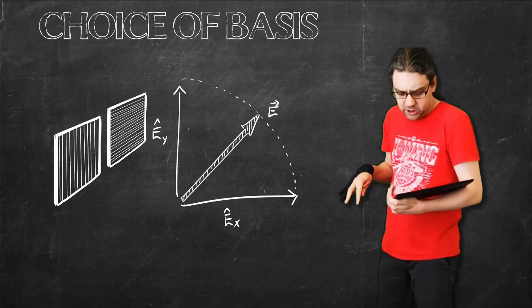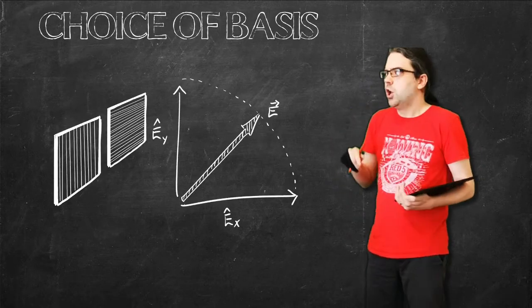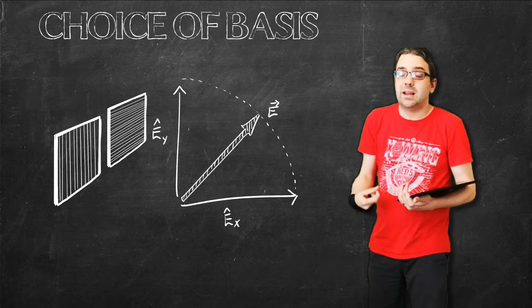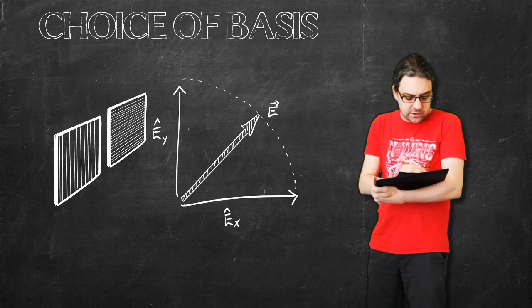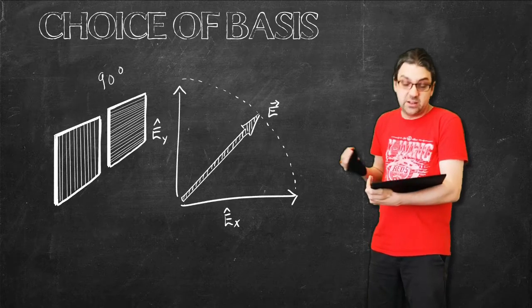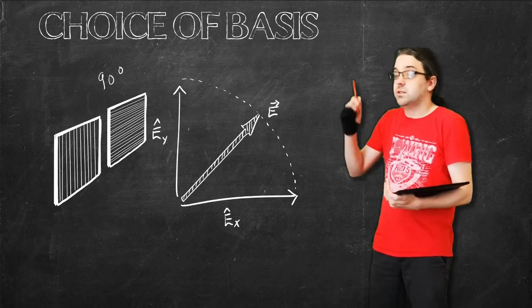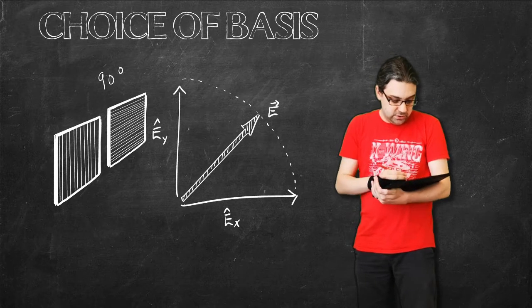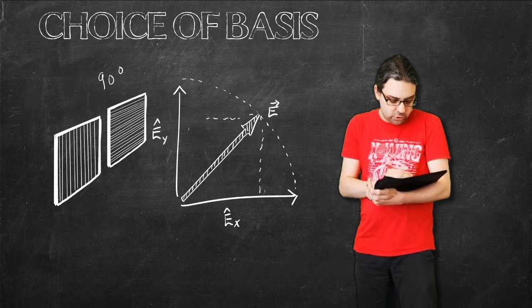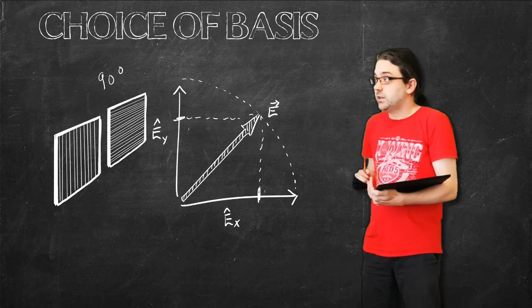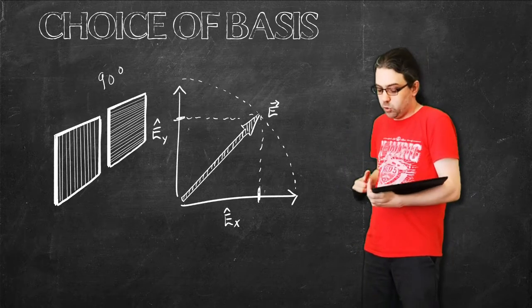Now I'm going to briefly cover a choice of basis, because the choice of basis we have is arbitrary. So in this case, where we have two filters at 90 degrees to each other, it's quite obvious we can choose the basis in the vertical and the horizontal directions. And it's quite easy to figure out, will this pass through one of these filters by projecting them back onto the x and y direction and working it out from there.